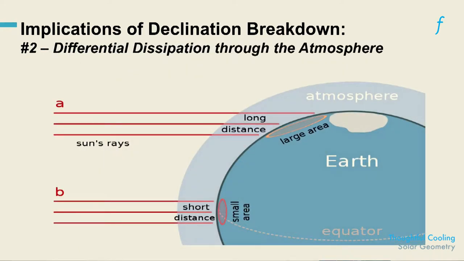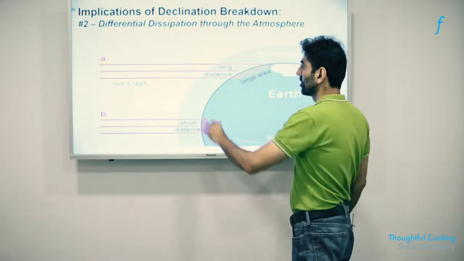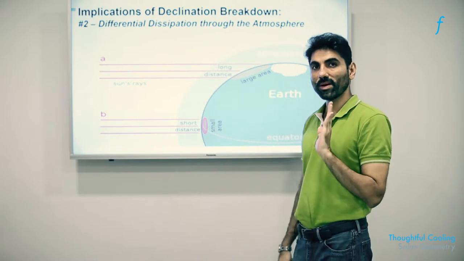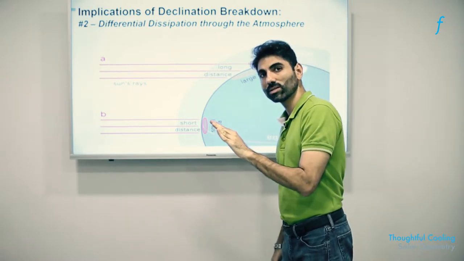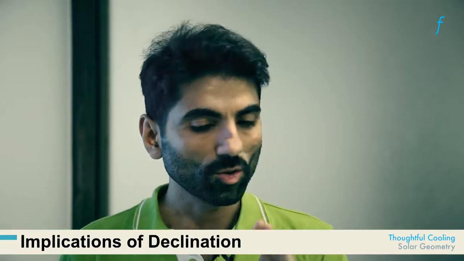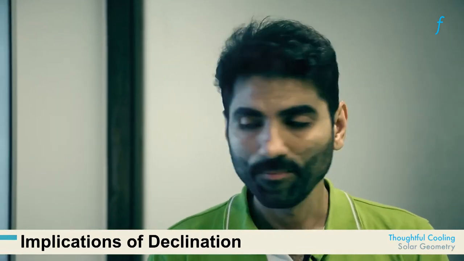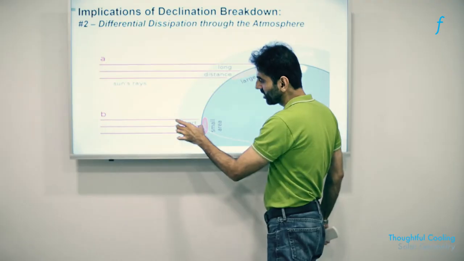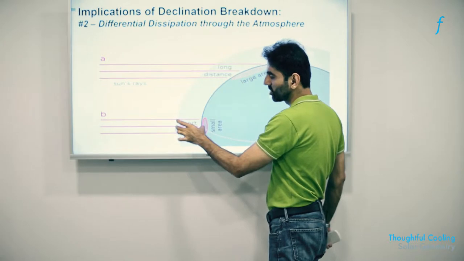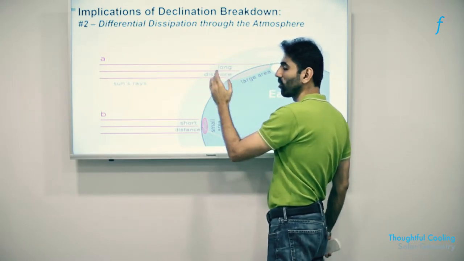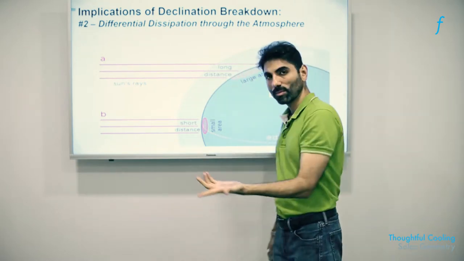The second implication of that declination of the Earth's axis is that the sunlight travels through different distances depending on whether the axis is leaning into the sun or leaning away from the sun. So in the Northern Hemisphere summer, when you're leaning into the sunlight, not only is it more concentrated, but it is also spending as little time through the atmosphere as compared to when it is in the winter, when it's leaning away. Now, one might ask, so what?